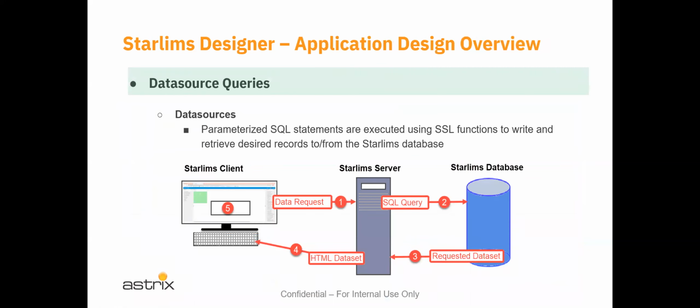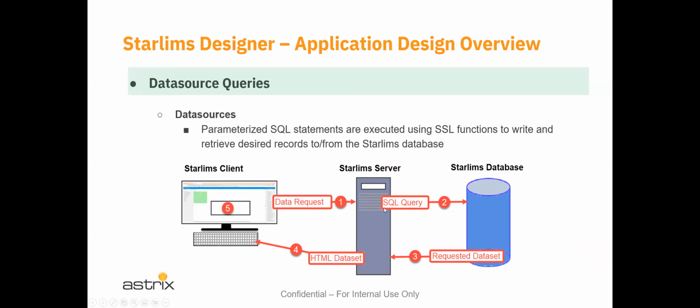So the high-level route that occurs is we perform a data request from the STARLIMS application on the screen. We've got an application running that has, let's say, a button, and the button wants to, let's say, drag down some information from the users table to populate a data grid. This is what this representation is here, where number 5 is. So the data request goes out. The STARLIMS server accepts that request.